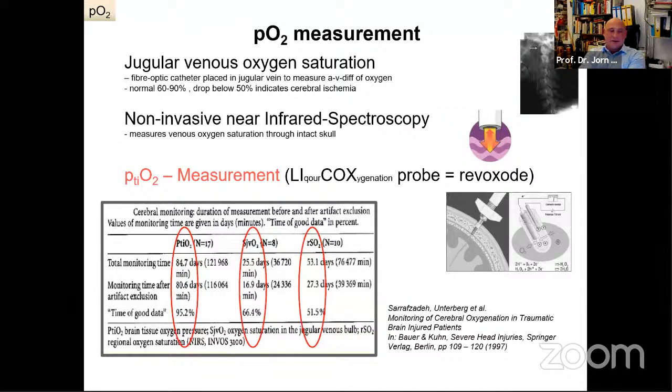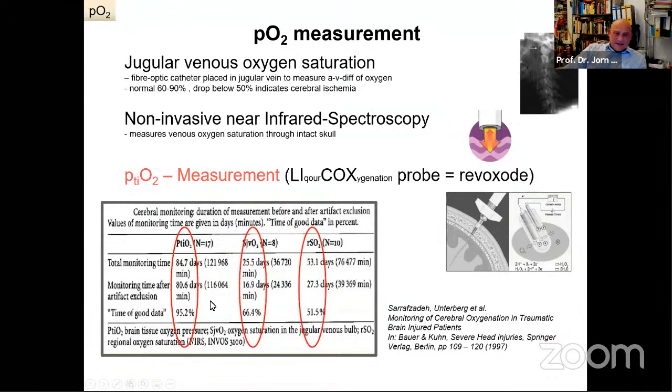This is completely non-invasive, the so-called near-infrared spectroscopy, where you put a probe on the surface of the head and use light fluctuations or the reflection of infrared light to determine the oxygen saturation through the intact skull. I've done this quite a bit, and it's technically difficult, and you lose a lot of data because you have to readjust the system quite a lot. But it's possible. And then there's the tissue oxygen measurement, called LICOX, a liquid oxygenation probe that is actually inserted into the brain. I'll go into this in a minute.